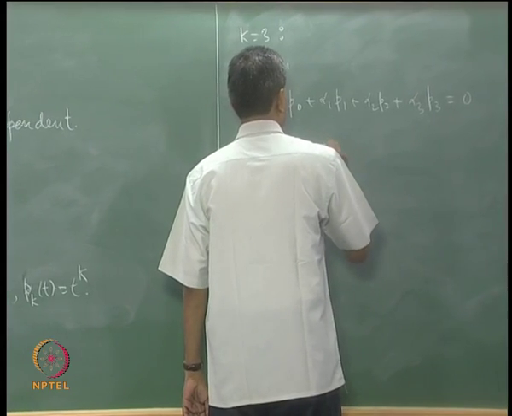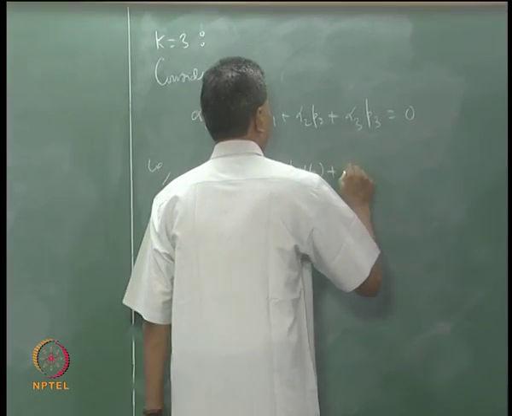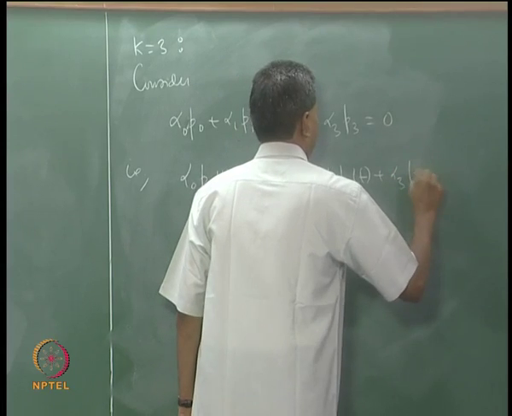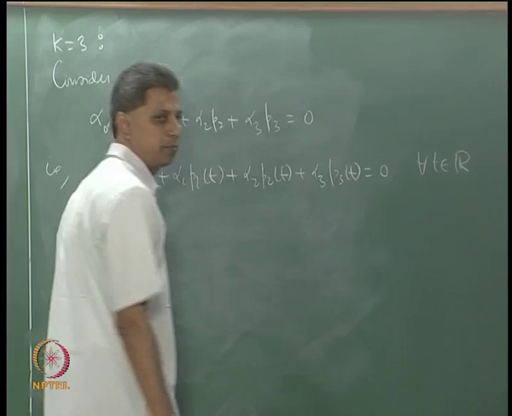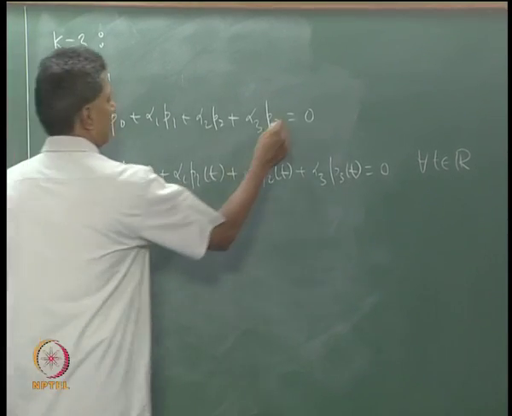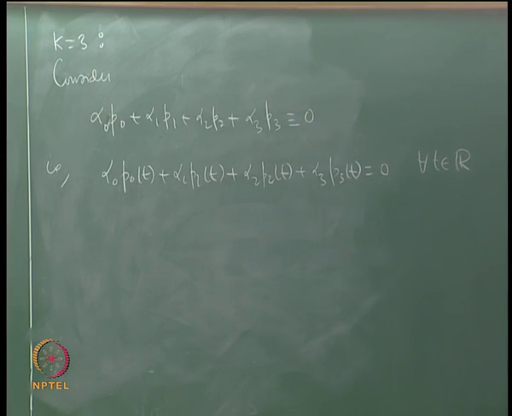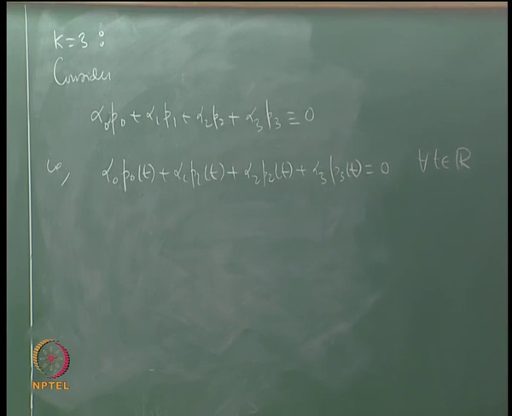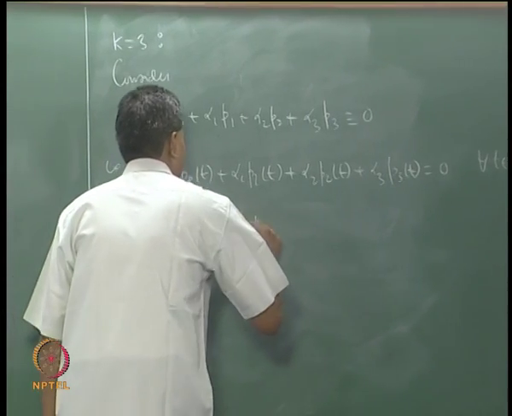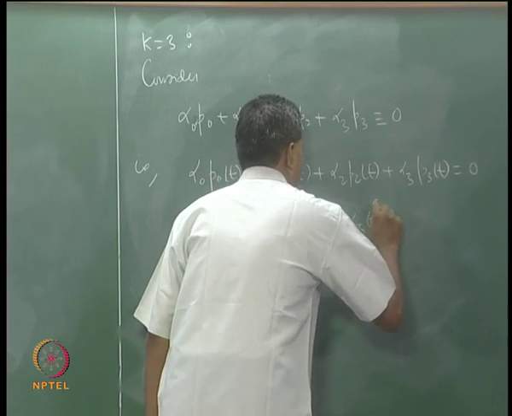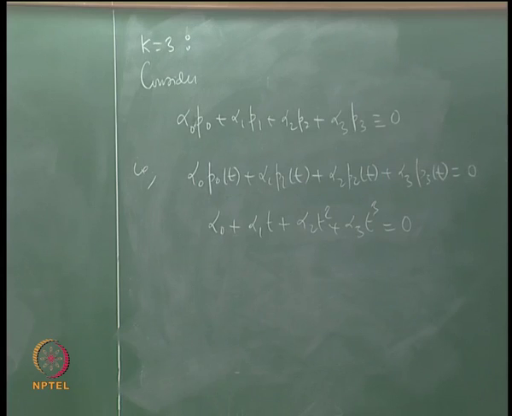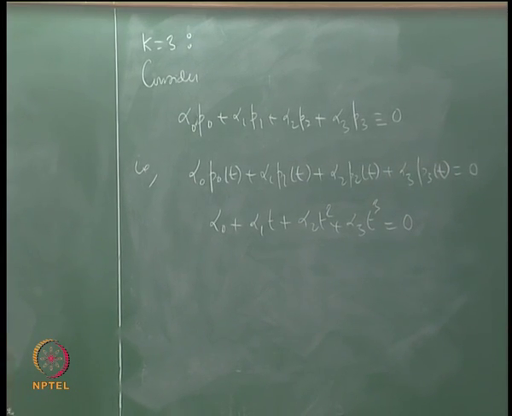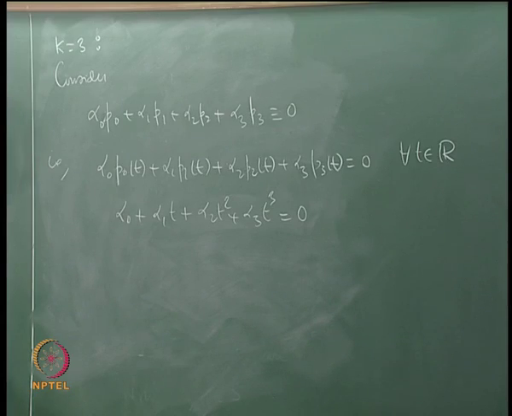That is, alpha 0 p_0(t) plus alpha 1 p_1(t) plus alpha 2 p_2(t) plus alpha 3 p_3(t) is zero for all t in R. That is the meaning: the previous one is identically zero, which means you evaluate this at any t, then the value is zero. Now you write it in full and see what you get. You get alpha 0 plus alpha 1 t plus alpha 2 t squared plus alpha 3 t cubed equal to 0. This is true for all t. How to conclude from this that each of the scalars is 0? That is the claim I am making.